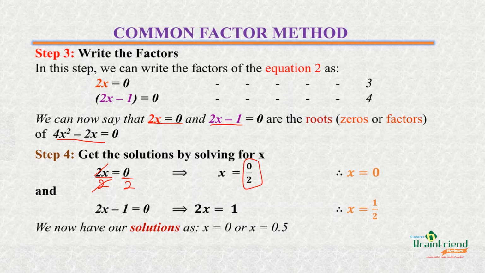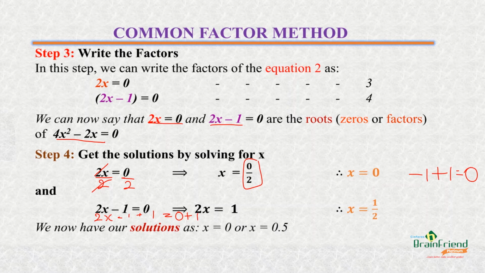Let's also try the other one. Now we can also see that 2x minus 1 is equal to 0. This also implies that by adding 1 to both sides, that means that 2x minus 1 plus 1 is equal to 0 plus 1. By doing this, we eliminate 1 from the left hand side. That is because minus 1 plus 1 is equal to 0. Therefore, we now have 2x is equal to 1.